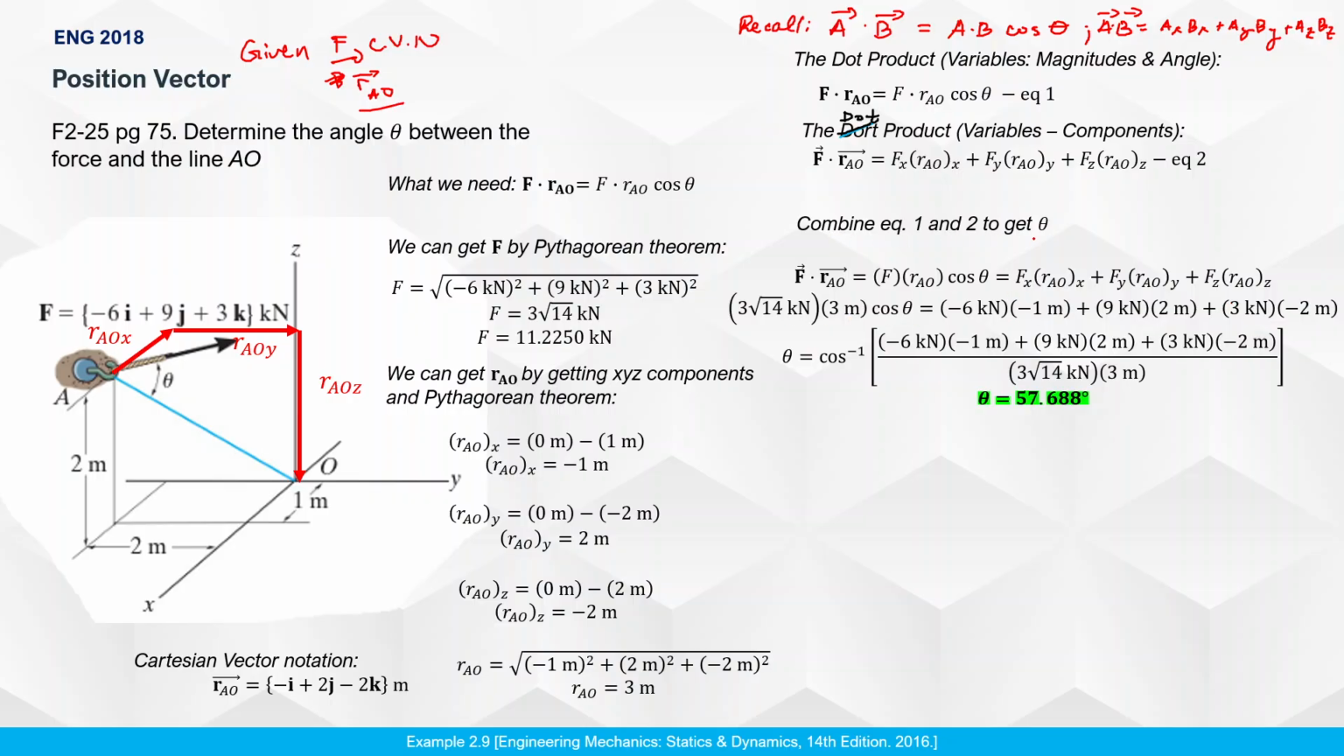So, equate 1 and 2. And then, get the cosine inverse nito, which you will get 57.68 degrees. Okay? Now, it seems very complicated yung problem, pero if you solve it really by parts and identifying which is the easiest to solve muna, so yun yung path of least resistance, yun yung simulan mo.